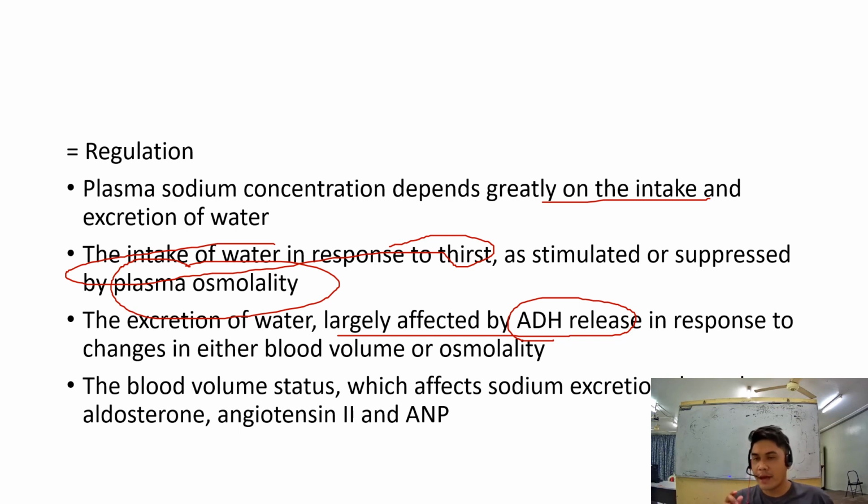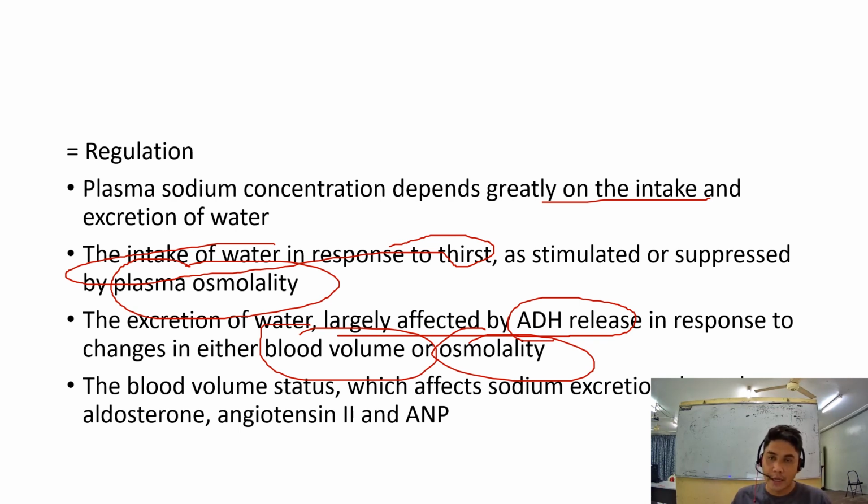Now ADH release is affected by blood volume and osmolality. For example, if there's a decrease in blood volume, the body will try to produce more ADH to prevent the loss of water, to reabsorb water in order to normalize the blood volume.